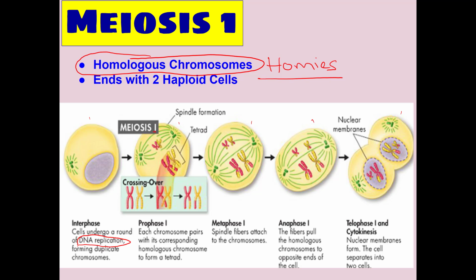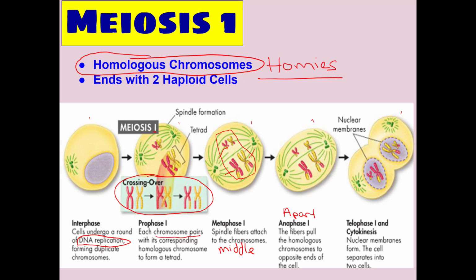In prophase, our chromosomes start to pair up with one another, and then they're going to go through crossing over. In metaphase, again, we are dealing with the middle. So my homies are lining up in the middle of the cell. Those spindle fibers are attached to them. In anaphase, they're being pulled apart.